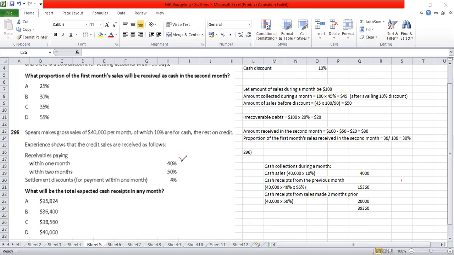What about the other 10%? There is no mention about the other part. Experience shows that the credit sales are received. Okay, credit sales are received. So there is no mention about what happened with the remaining 10%. But because it is only the credit sales, let's also write it here. What are credit sales? Ma'am, the other 10% is cash sales, no, right?